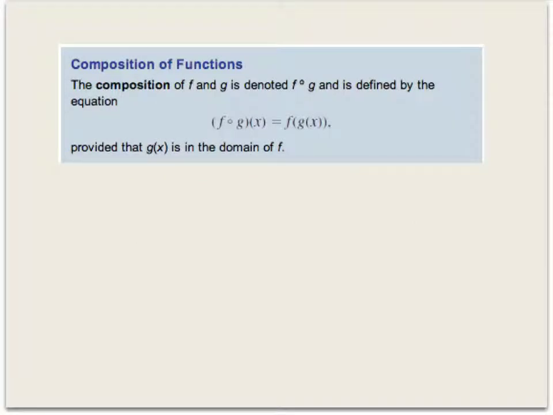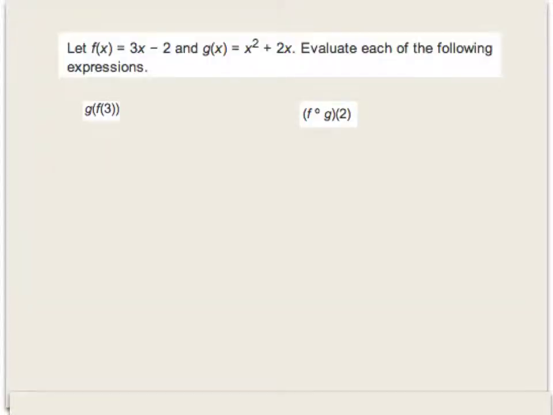You can also do composition of functions, and that is when you kind of combine them together. The composition of f and g is denoted by this symbol right here, read f of g, and is defined by the equation f of g of x, where g is placed inside where x used to be. So if I wanted to find g of f of x, first I'm going to start with the outside function, which is g, and I'm going to take g of x equal to x squared plus 2x.